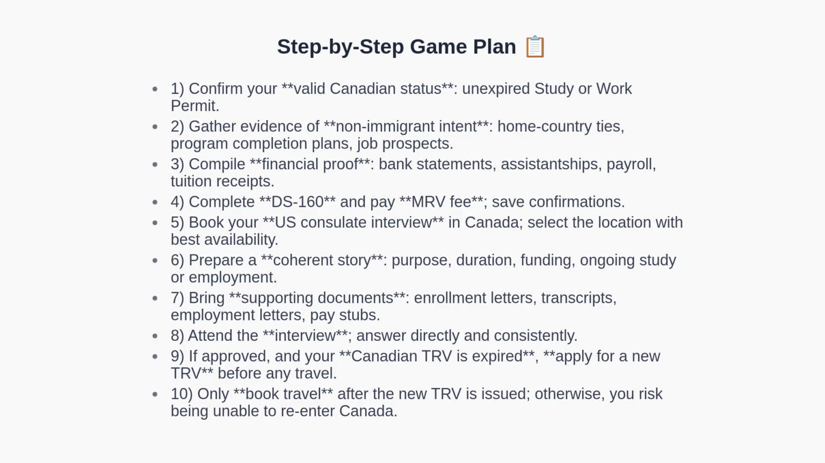Here is your practical sequence. First, verify that your study permit or work permit is still valid. This is essential. Second, collect proof of non-immigrant intent, such as ties to your home country, completion plans for your program, or job prospects outside the United States. Third, organize financial documentation, including bank statements, assistantships or payroll records, and tuition receipts. Fourth, complete the DS-160 and pay the MRV fee, keeping all confirmations.